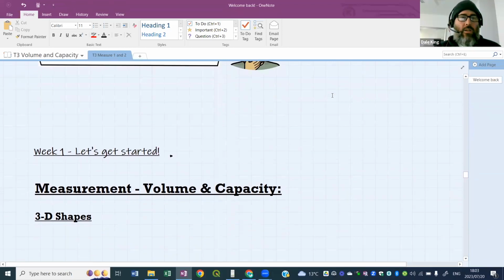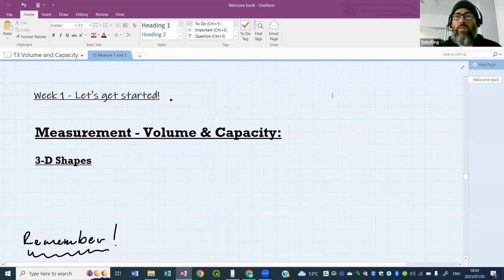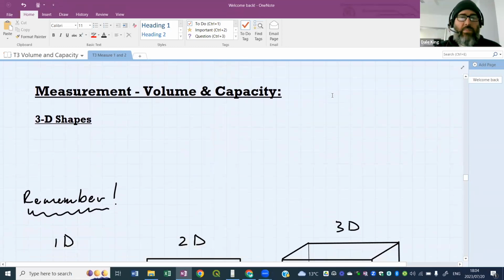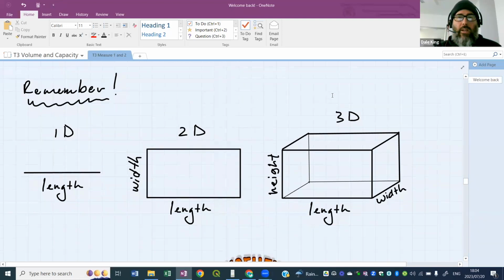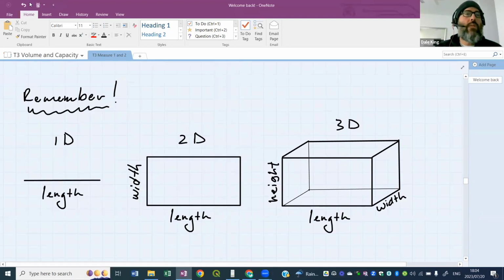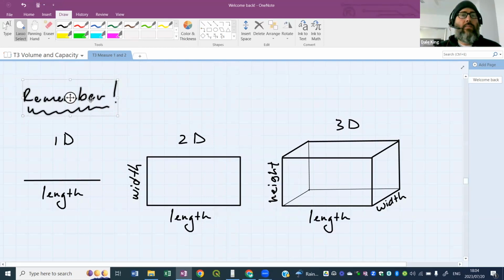But let's get started. Week 1: measurement, volume and capacity, and we're looking at 3D shapes. All right, so 3D, 3 dimensions. Here's an example of what we're talking about when we say 3 dimensions. We have a rectangular prism in front of us, all right?